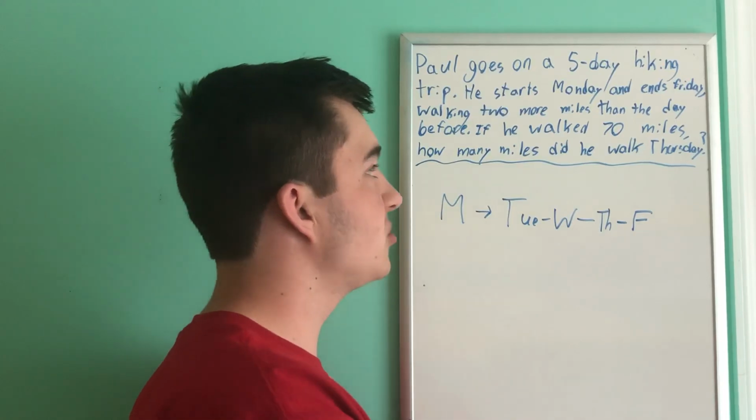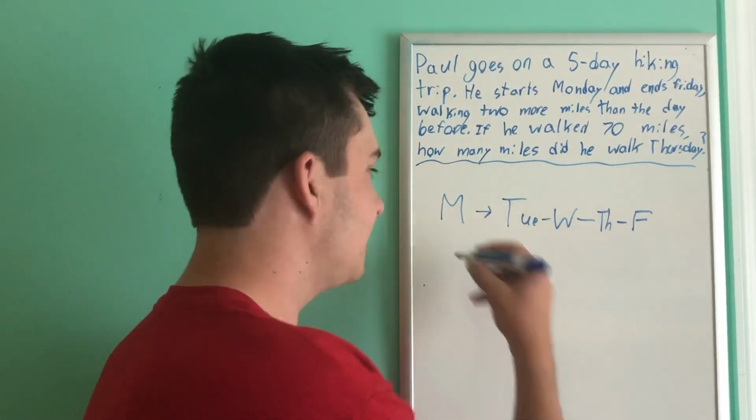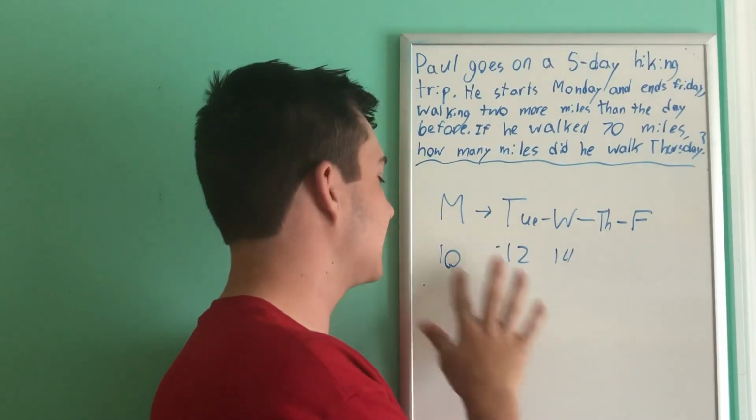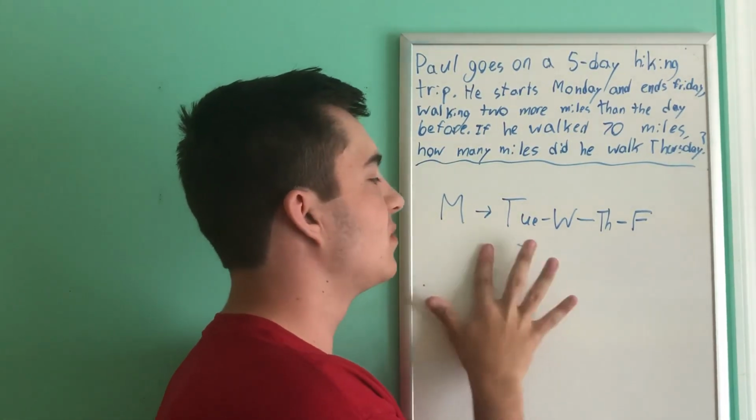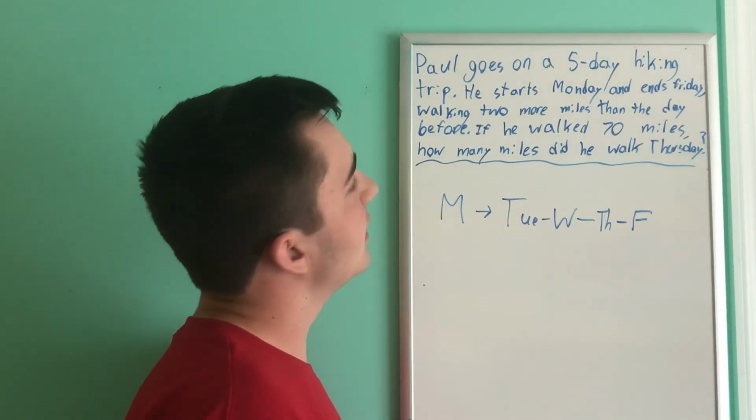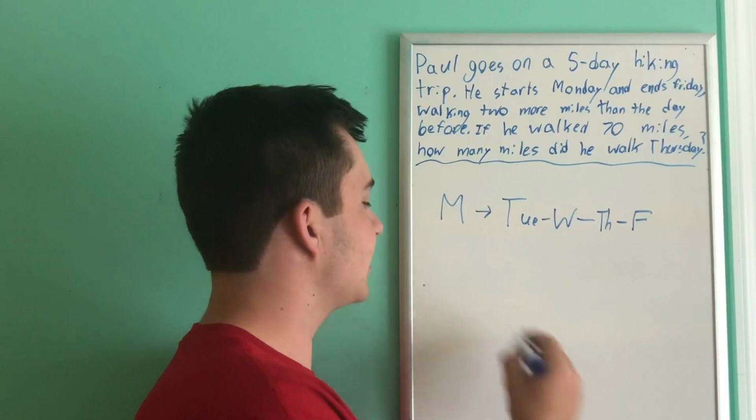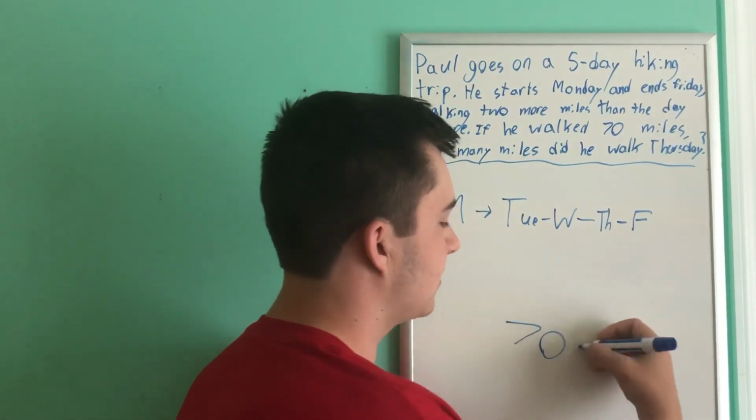Now, when it says he walks 2 more miles than the day before, that means if he walked 10 miles here, he'd walk 12 here, then 14. That just means each day he walks 2 more miles than the day before. If he walked 70 miles, how many miles did he walk on Thursday? So the total here is 70 miles.